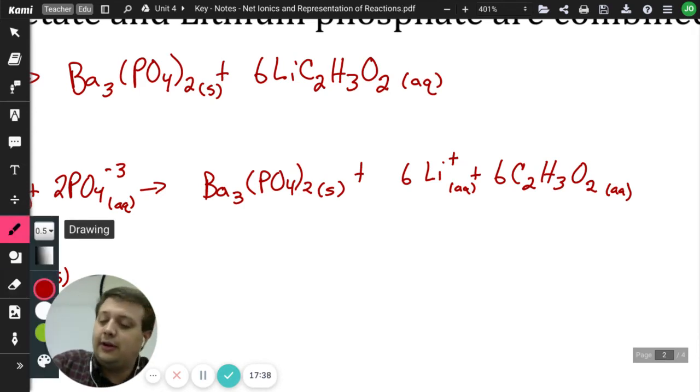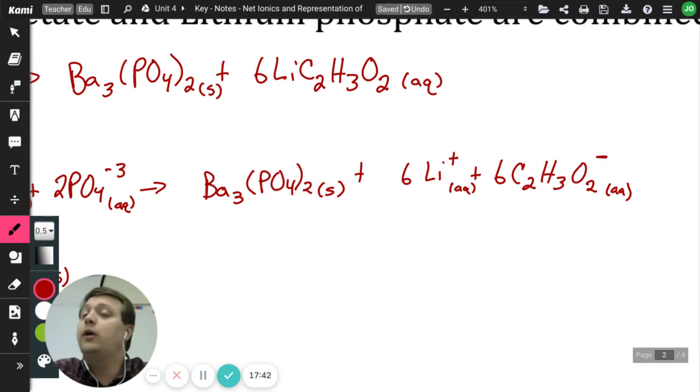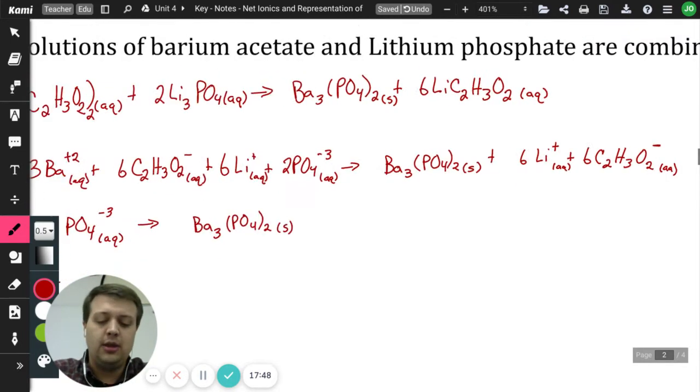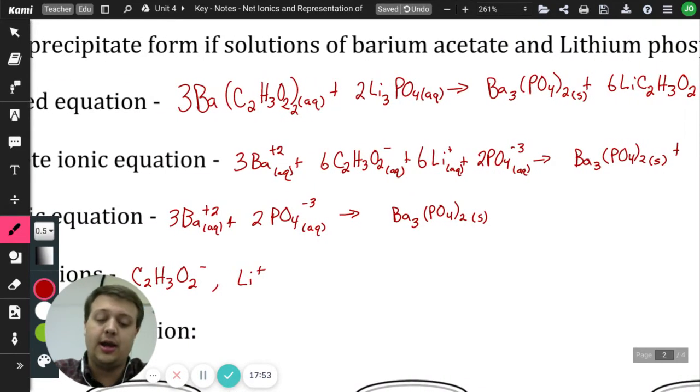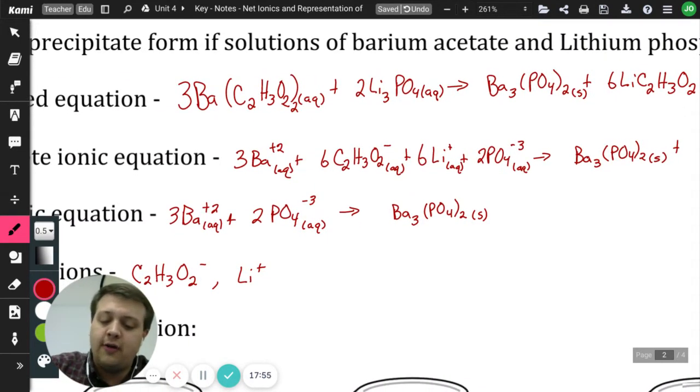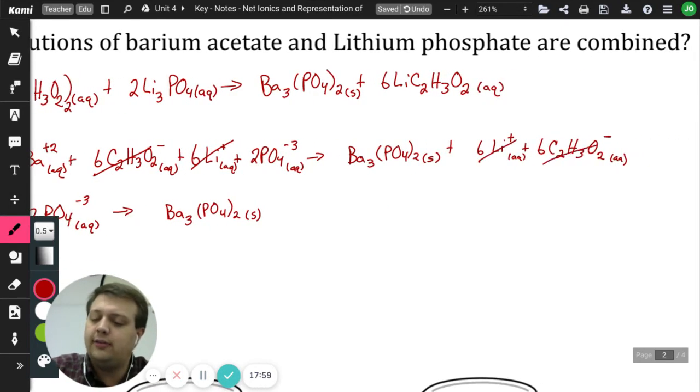Now, one thing I did forget to do right here is to put that charge. That is important. You will not get credit if you do not have that charge there. So make sure you put that in there. Now, I would then go in and cross off my spectator ions. So I'm crossing off my acetate and lithium because they are on both sides as ions.